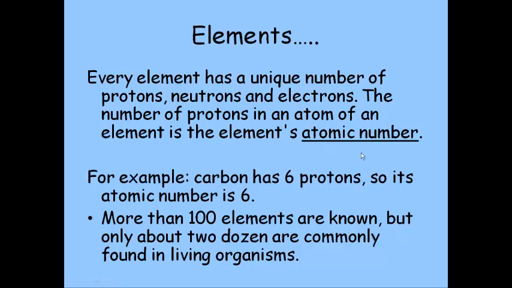So when we look at the periodic table, you'll see those numbers. The atomic number is the number of protons, which happens to equal the number of electrons. And again, use carbon as our example. Carbon has 6 protons, so its atomic number is 6. Now there's more than 100 elements known, but only about 24 are commonly found in living organisms.